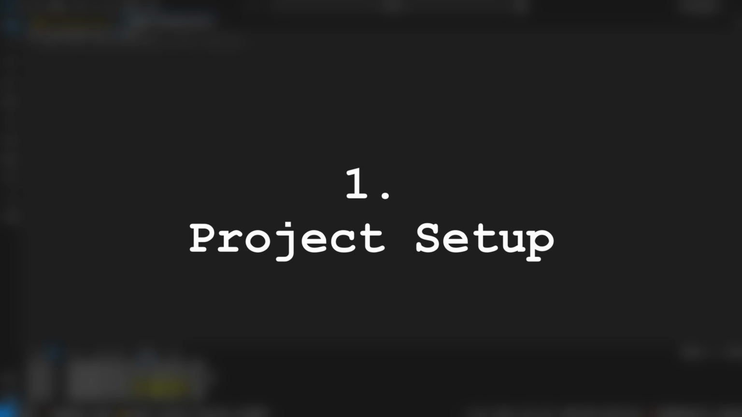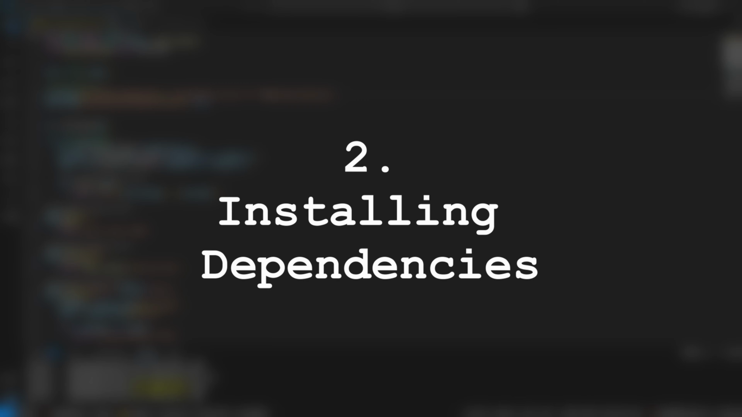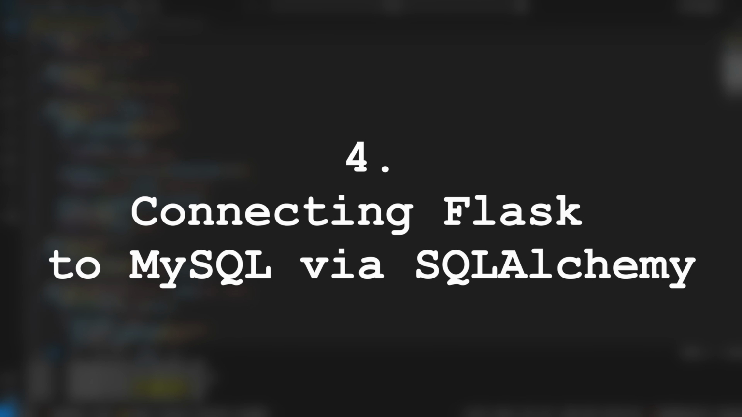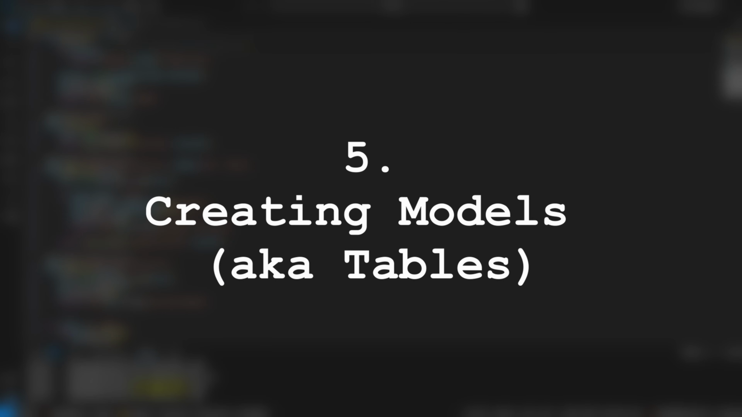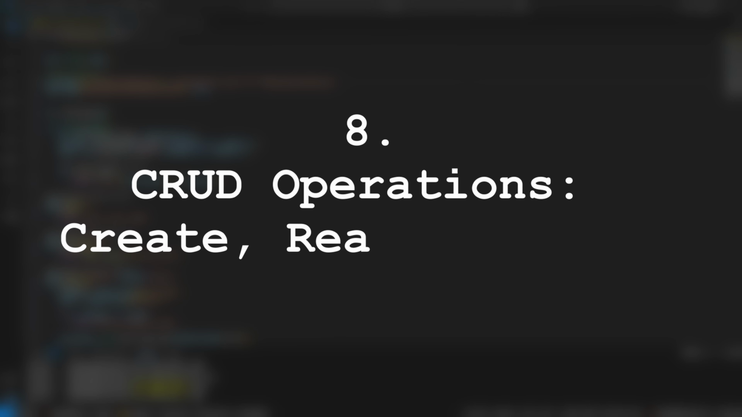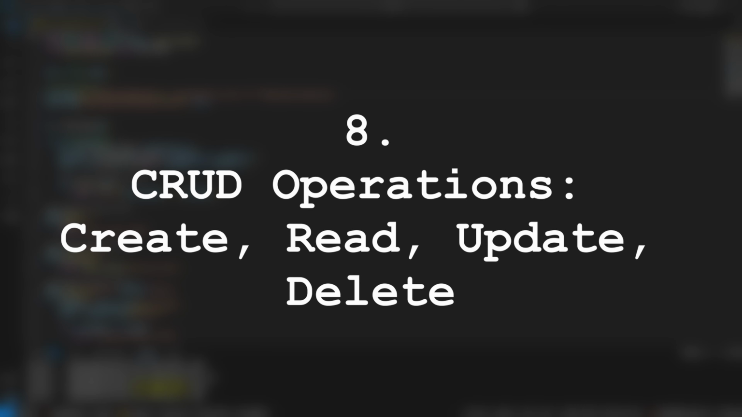First, we'll set up the project, install dependencies, set up the MySQL database, connect Flask to MySQL via SQLAlchemy, create models and seed the database, handle forms and routes, and run simple create, read, update, and delete operations.